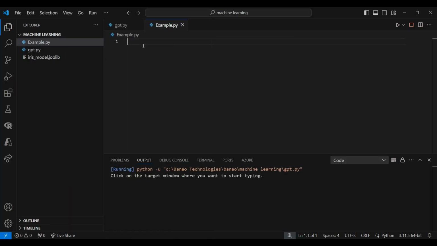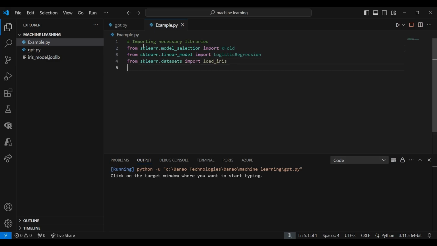The presented Python code exemplifies the utilization of cross-validation techniques in evaluating a machine learning model using the renowned scikit-learn library. Initially, essential libraries such as KFold, LogisticRegression, load_iris, and accuracy_score are imported to facilitate the cross-validation process. The iris dataset is loaded, consisting of feature data X and target labels y.